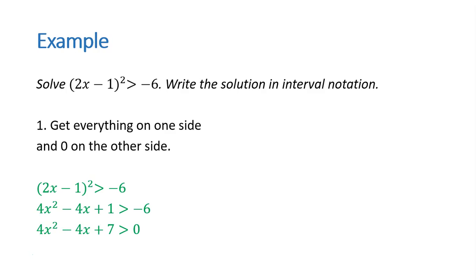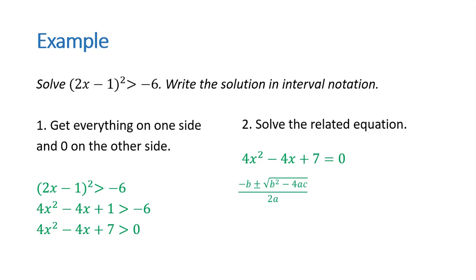So now that everything is on one side, we solve the related equation. 4x squared minus 4x plus 7 is equal to 0. This particular polynomial, this particular quadratic, does not factor, so we need to use the quadratic formula to find our x-intercepts. So make sure you write the formula down before you start plugging in numbers. A is 4, B is negative 4, and C is 7. So plug in these numbers to our formula and simplify everything.